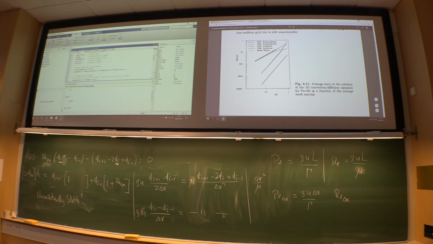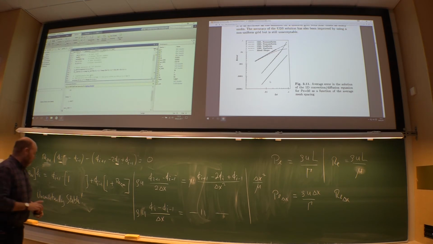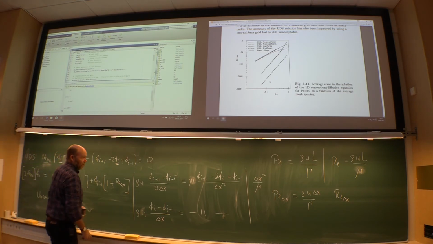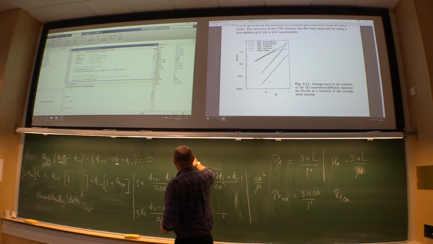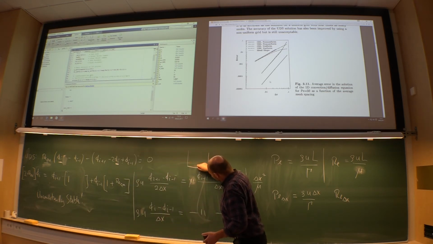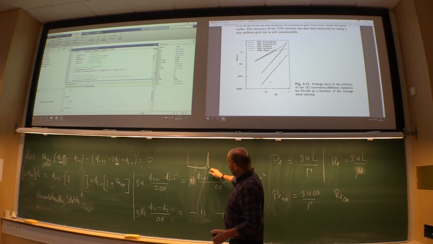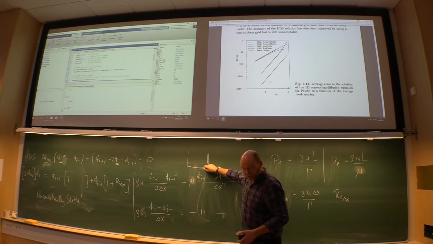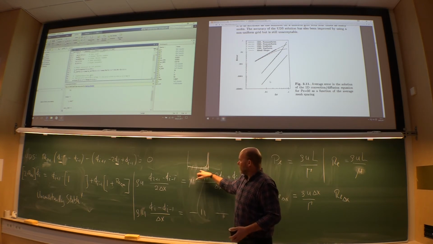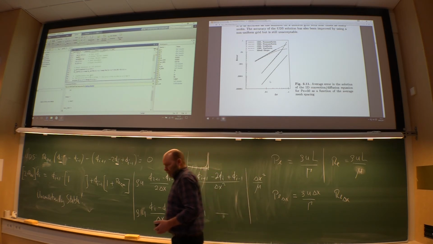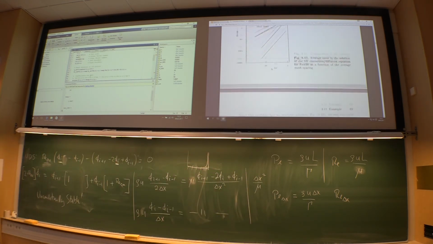He also plays around with a non-uniform mesh, which of course is natural in this problem when you have the solution looking something like this, very sharp gradient here. Of course, here you need a lot of cells, but here they could be pretty big. So a constant delta x here is not a good idea, actually.